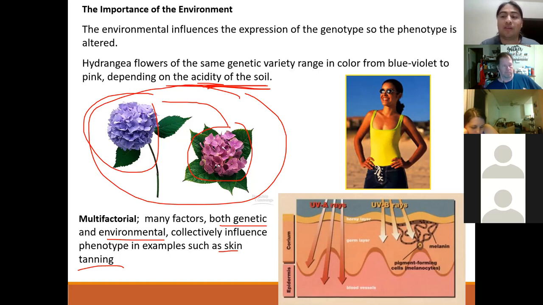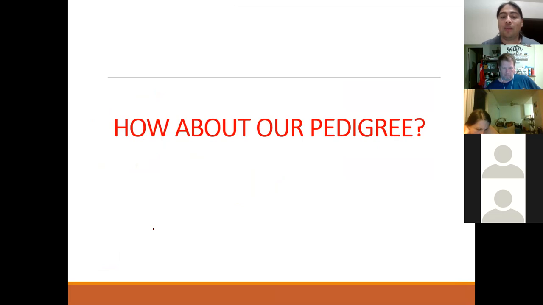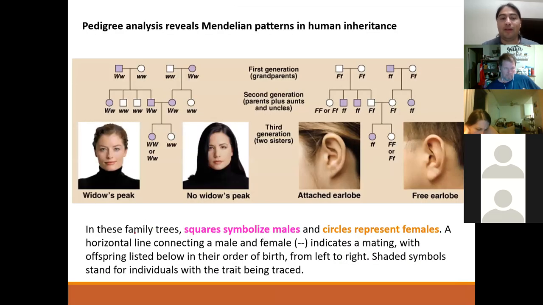But again, as I was saying, it's just a matter of a variety of a gene that exists in all humans. And that's what happens over there. So it's multifactorial, or many factors happening at the same time. It's just a combination of everything that is happening around us that will make some of your genes be active or not. So then lastly, what about the pedigree?